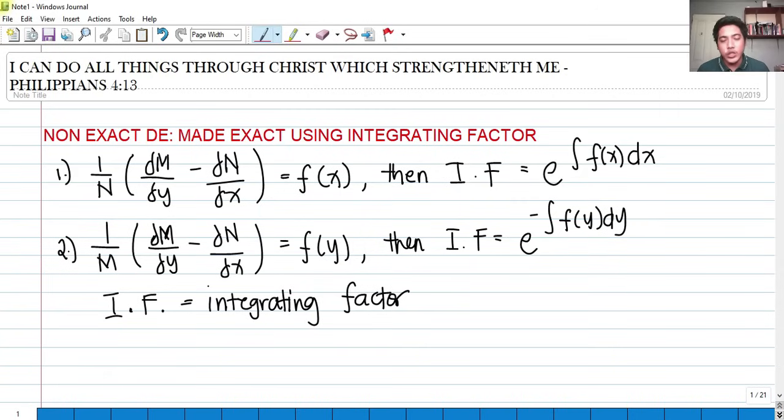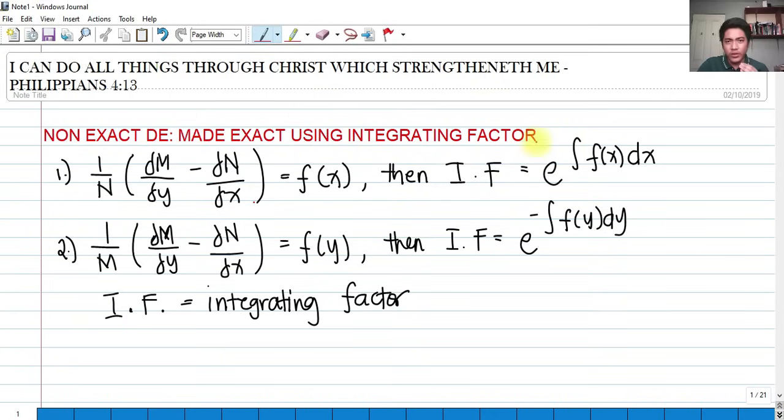So in order for us to solve a non-exact DE, we have to familiarize ourselves with these formulas. So for number 1, we have 1 over n multiplied by the partial of m with respect to y minus the partial of n with respect to x, and that is equivalent to f of x. Okay, so the definition of our m here and our n here is still the same as what we have discussed on the exact DE. Okay, and here is what we call the integrating factor.